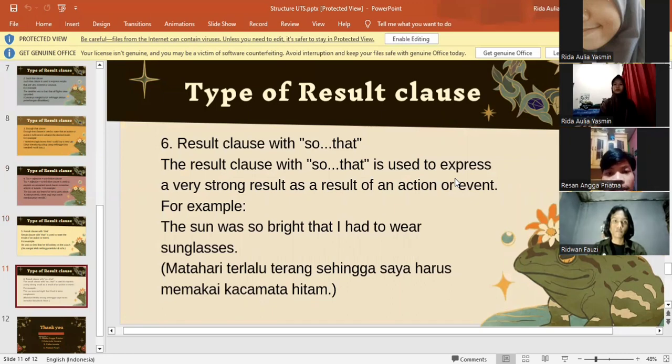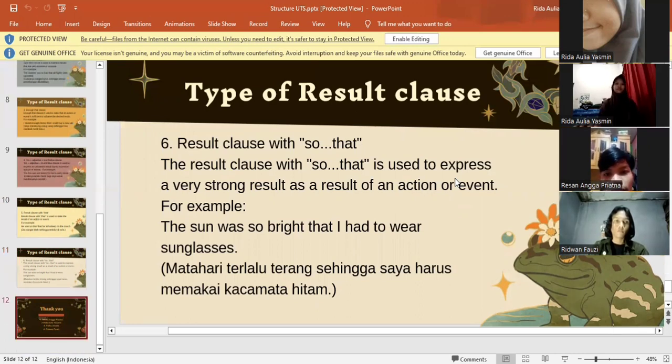Point 6. Result clause with so that. The result clause with so that is used to express a very strong result as a result of an action or event. For example, the sun was so bright that I had to wear sunglasses.